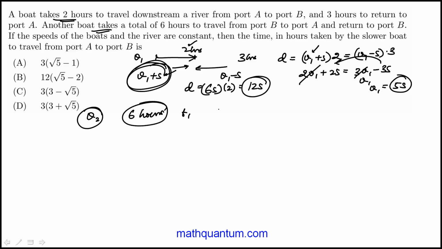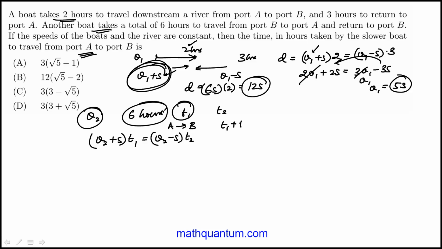And I'll assign the times to be t1 and t2. t1 is the time it takes to go from A to B, and t2 is the time to go from B to port A and return. And the question is the time it takes the slower one, so we're really just looking for t1. In this case, this is traveling downstream, so this would be (v2 plus s) times t sub 1, and that's also going to be equal to (v2 minus s) times t2.